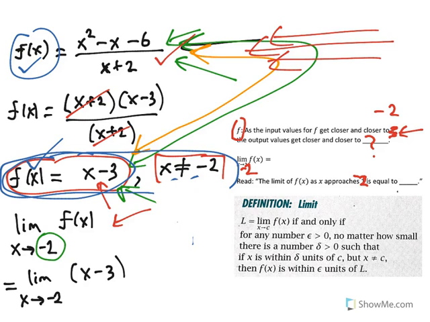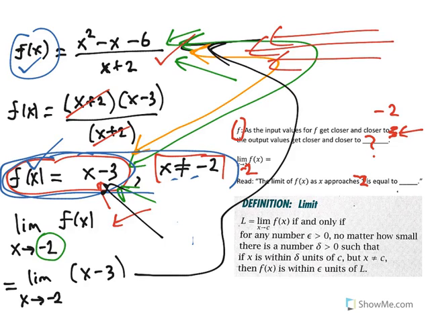And as far as finding the limit, it doesn't matter that this function is not defined at -2. So we can go ahead and use f of x equal to x minus 3 and find the limit of x minus 3 as x approaches -2 using the limit theorems, and it would give us the same limit as that of the original function. Again, it doesn't matter that the original function is not defined at -2. And you can also see that in the definition of limit, there is that exception that x is not equal to c.